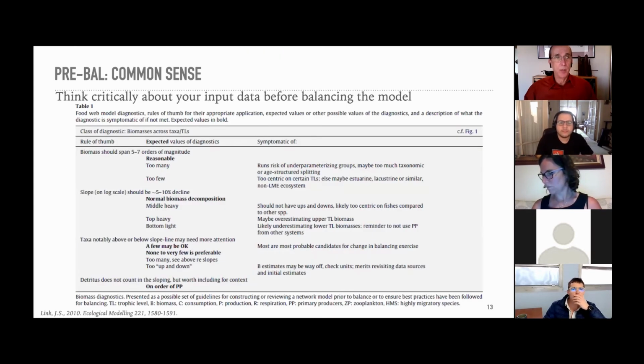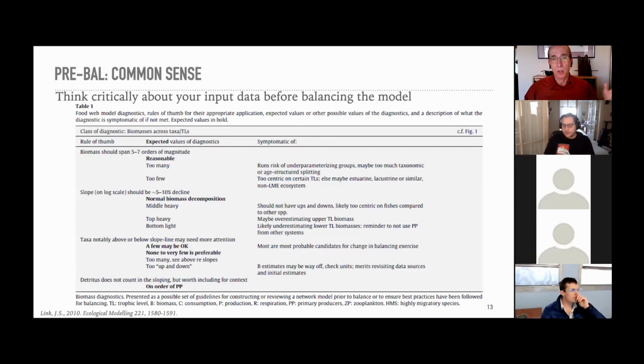And then there's the pre-bal, which is basically to think critically about your input data before you balance the model, before you finish off in this balancing. And what's in here is just common sense rules of thumb about how things should be. They can help you pick out things which are gross errors in the model. They are really just there to point you in the direction of where there might be issues.